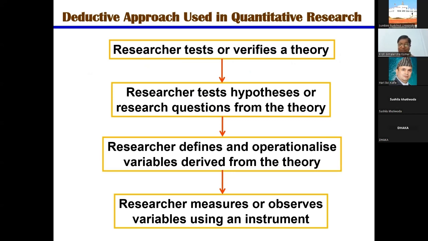So, what is the deductive approach used for hypothesis research? A research scholar tests or verifies a theory. Then again, a research scholar tests hypotheses or research questions from the theory, showing how the hypothesis is being tested. Then the researcher defines and operationalizes variables derived from the theory. Again, the researcher measures or observes variables using an instrument. So this is how there is a deductive approach for the hypothesis.